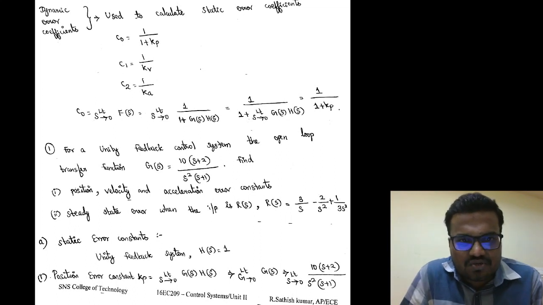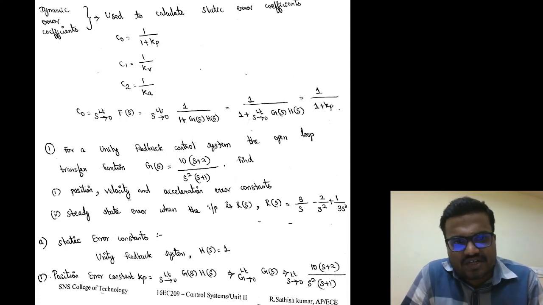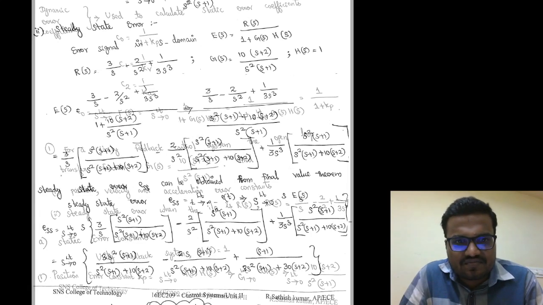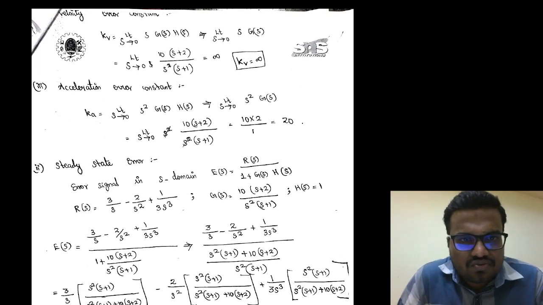The equation is G(s) equal to 10 into (s plus 2) divided by s square into (s plus 1). Here we are going to calculate the positional, velocity and acceleration error constants. The error constants are calculated based on the type of system. Initially we calculate the positional error constant. It is a type 0 system, so we apply the same formula, and after applying it we get the final answer.